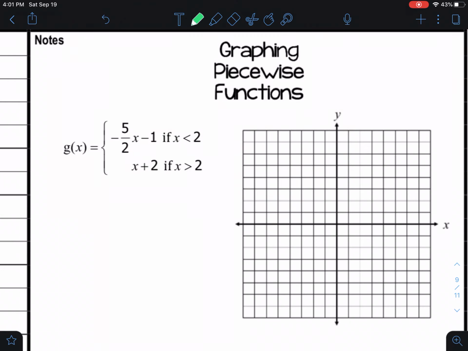All right, so the top part is negative 5 halves x minus 1 if x is less than 2. And the bottom one would be x plus 2 if x is greater than 2. So let's start with this top one. My y-intercept is -1.